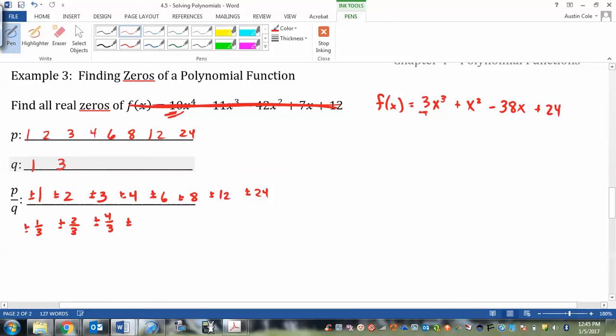Plus or minus 8/3. Plus or minus 12 over 3 is 4. We already have that. And 24 divided by 3 is 8. And we already have that. Okay, again, what are these? These are all of our possibilities of our zeros. And we should notice here, now we've got some fractions. They may not be perfect whole numbers.